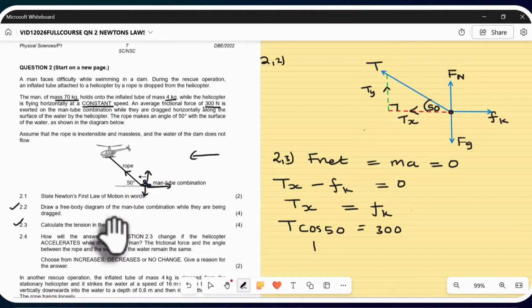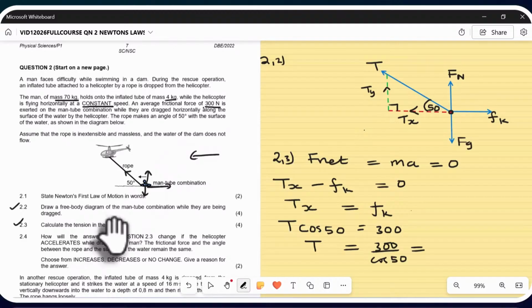So which answer do we get here? On my calculator I'm getting 466.72 newtons. That's our tension there.